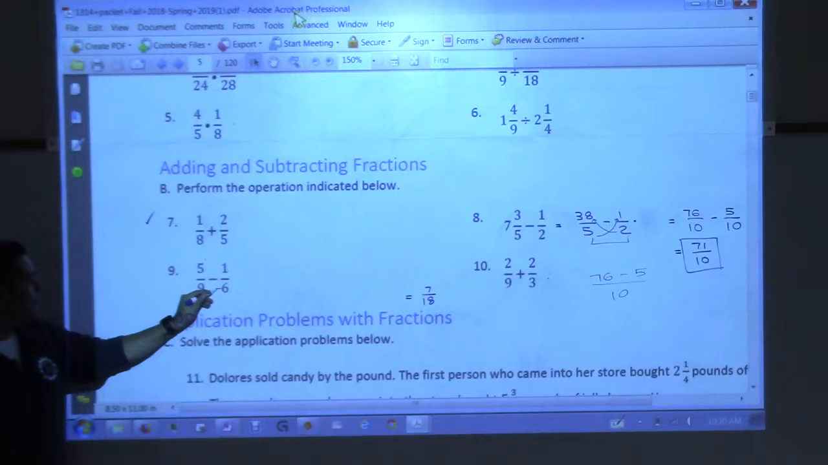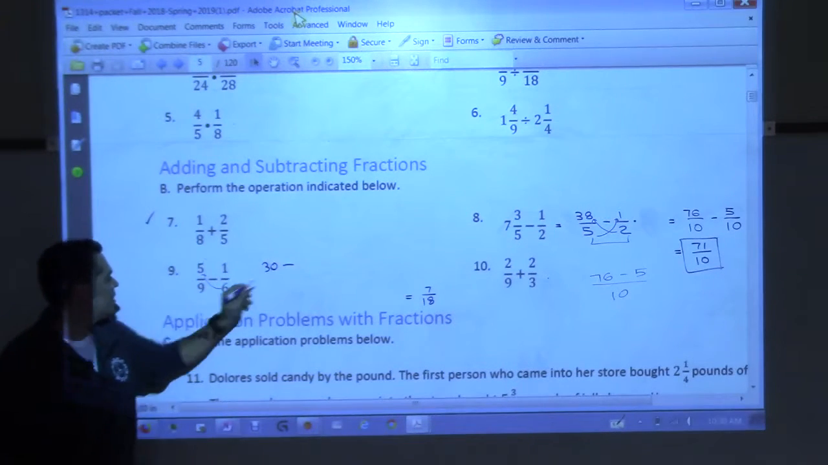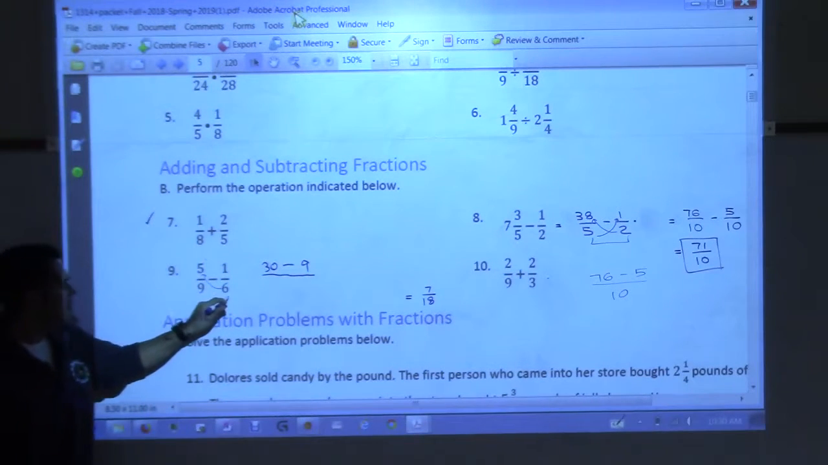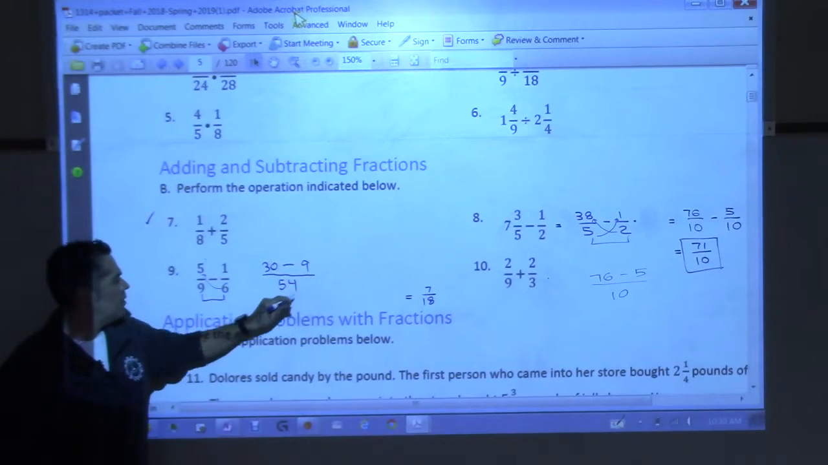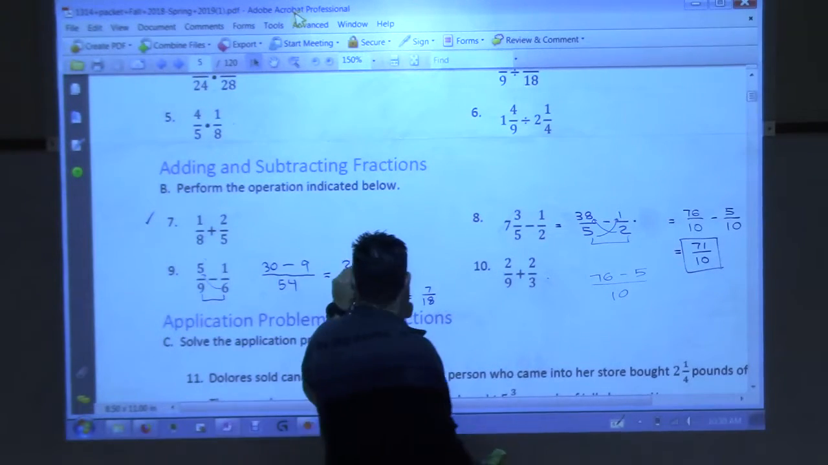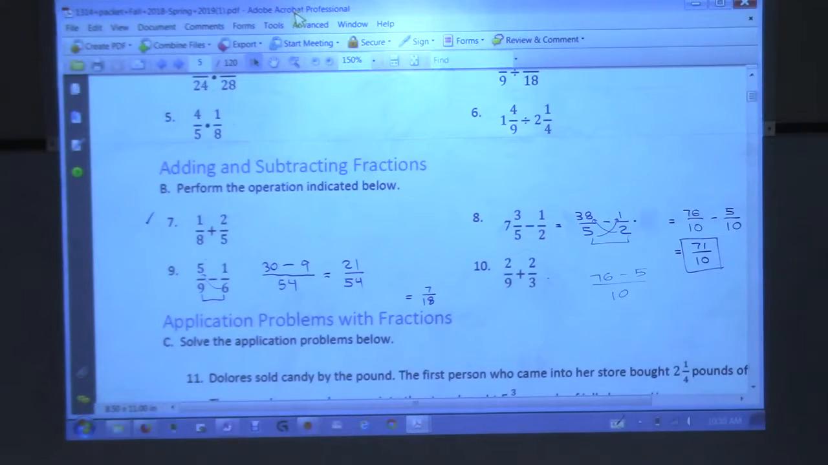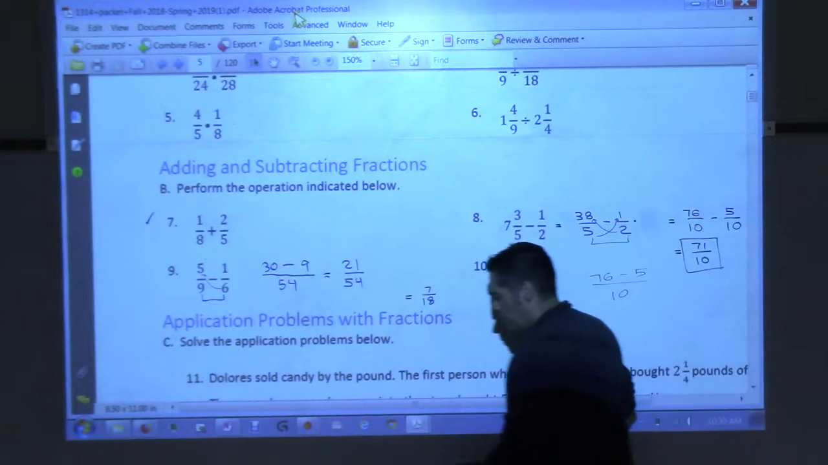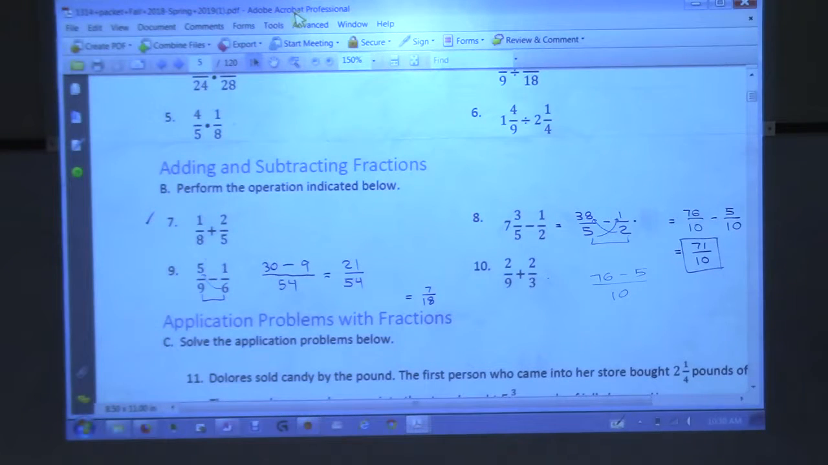So what would we get here? 30. And then minus, right? Because this minus, and then what? 9 over 54, right? And that would have given us back to where we were before, 21 over 54, but that would have had to have been reduced. Okay, I think we're good. Y'all feel like we're good? All right. I think we have some word problems now.